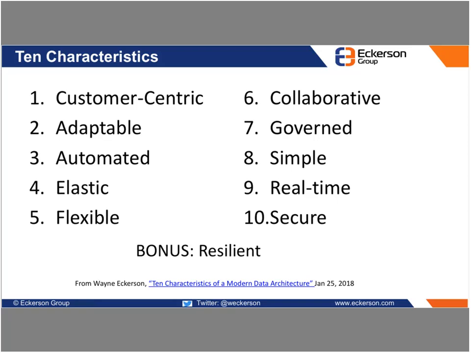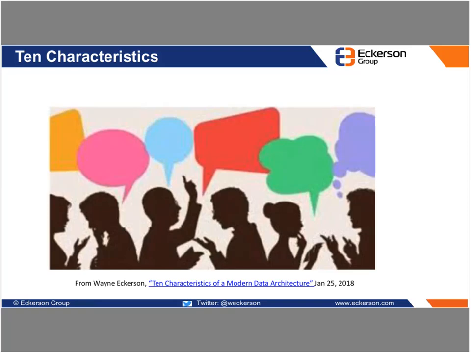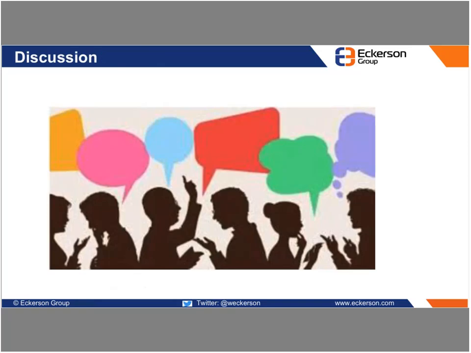So these are 10+1 characteristics that I've seen a modern data warehousing environment needs to support, or what I'm calling a modern analytics ecosystem. So at this point, I'd like to throw this back to the panel here. It's at 4:20 now, so maybe a short discussion about anything you would add or delete from that list?